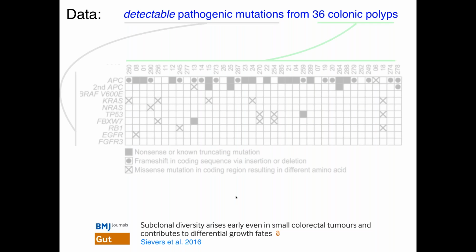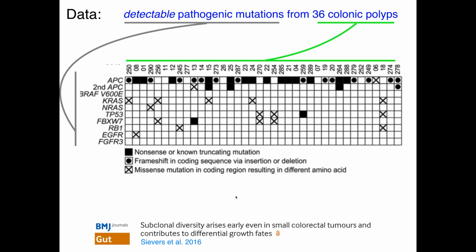There's the data here. The horizontal corresponds to the 36 different subjects in the study. The rows correspond to different pathogenic mutations that were measured, assessed by sequencing, different genes that are known to be critically involved in the development of colon cancer. That's the data. These are detectable, so they have to have appeared at a sufficiently high frequency in the sequencing of the tumor. This comes from a recent publication by Chelsea Sievers and Rich Halberg's group here at Madison.